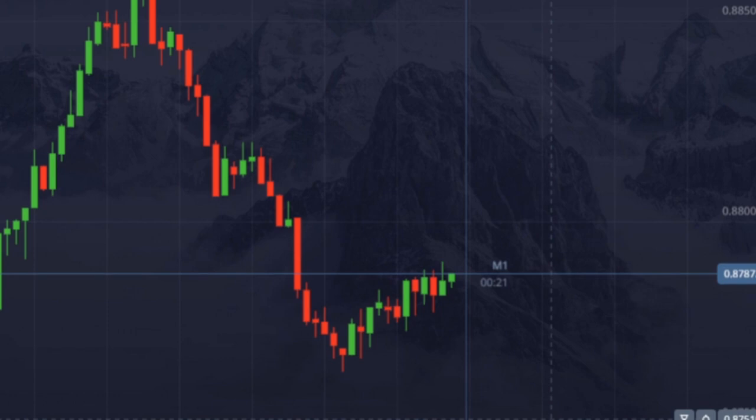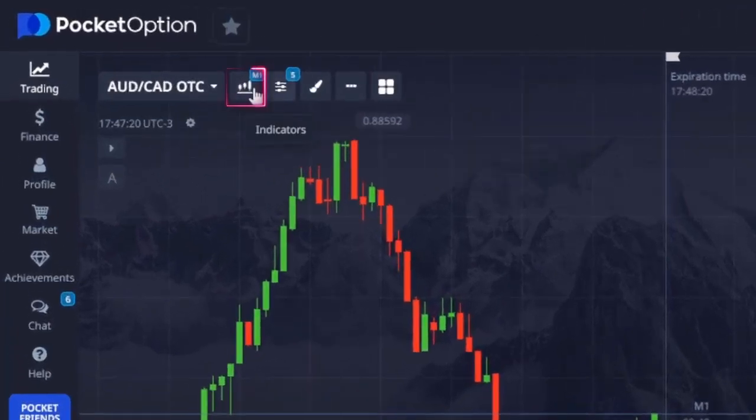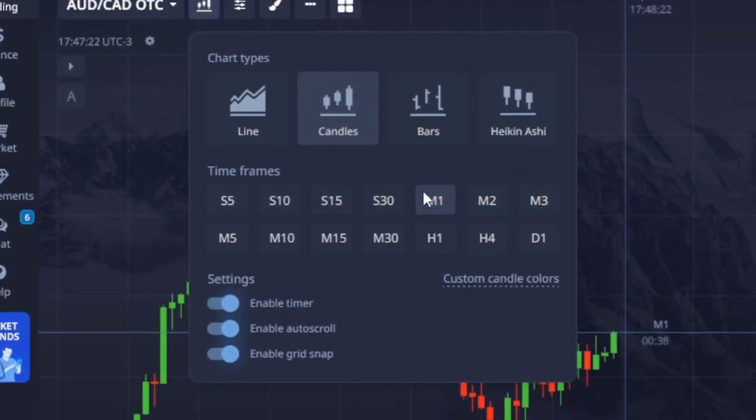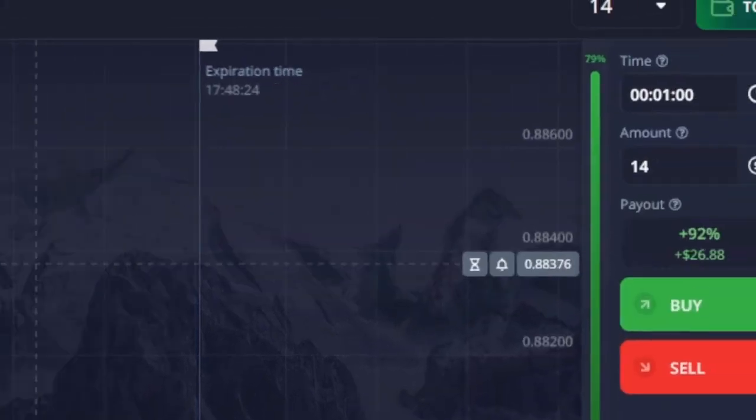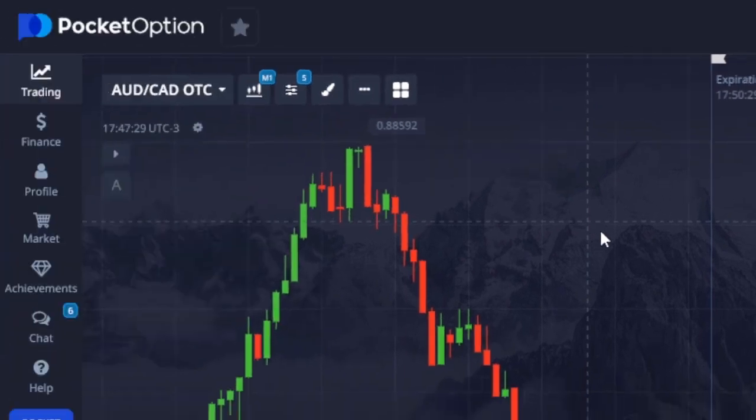Which indicator? Moving average. We're going to use a 20 period moving average. Let's configure it. Let's go to the first section here. Candle type, time frame is 1 minute. We're going to use 3 minutes on the time, okay? And let's go to the indicators.